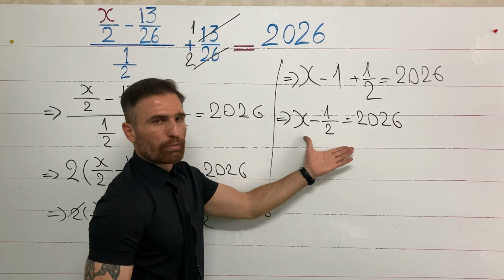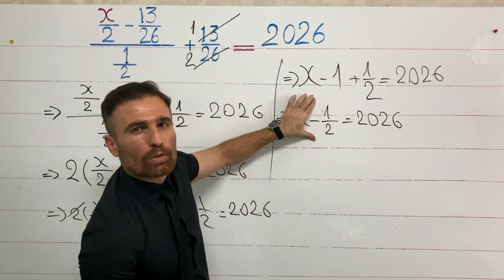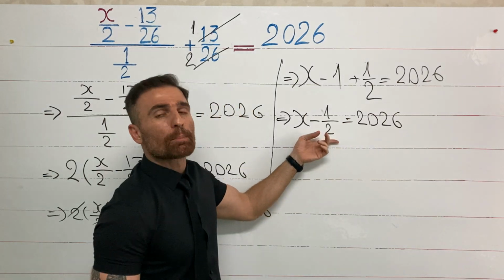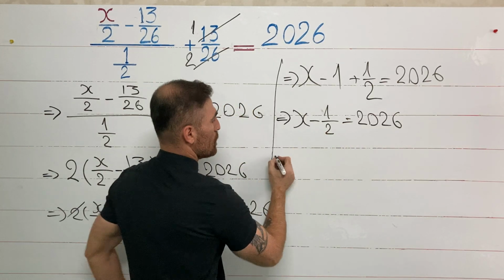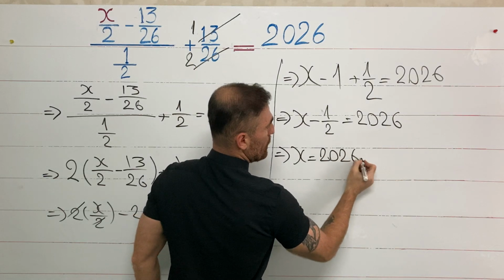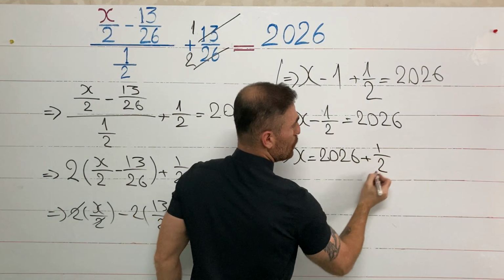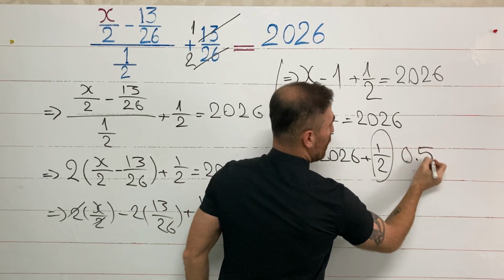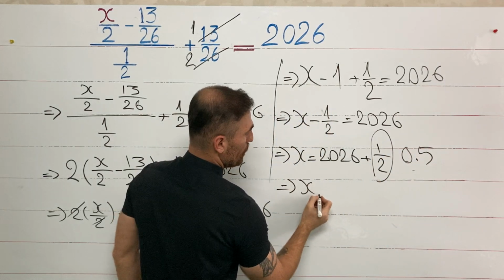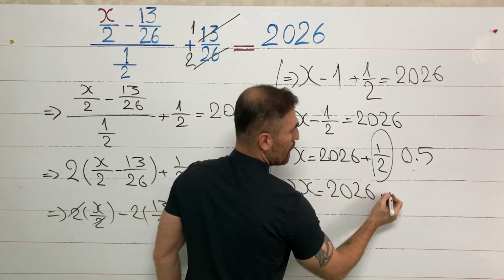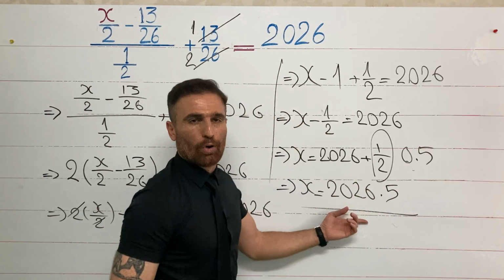Now, to solve this, move this negative 1 over 2 to the right side. Do not forget, it becomes positive 1 over 2. So I write x equals 26 plus 1 over 2. As you know, 1 over 2 is same as 0.5. So the answer is going to be x equals 26.5. And this is your answer.